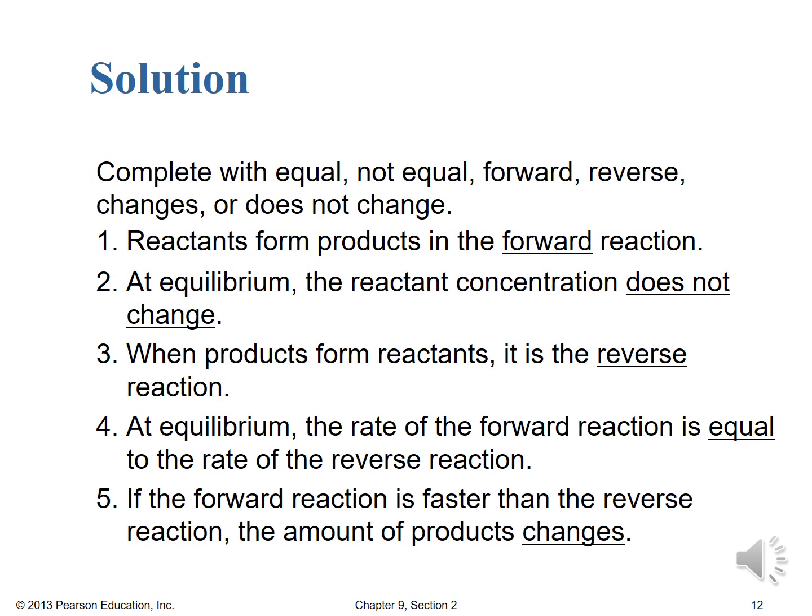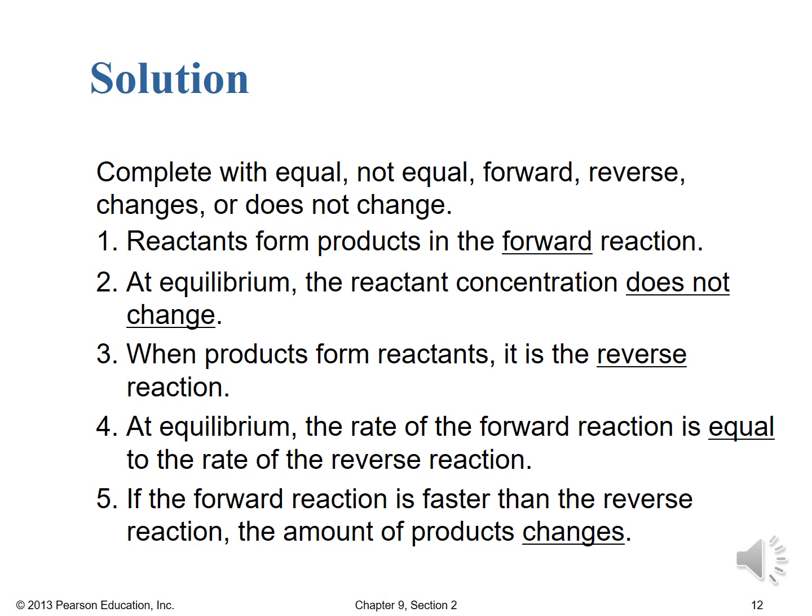Okay, and here we have it. So hopefully you arrived at these same responses. So number 1, reactants form products in the forward reaction, right? That's what we're used to. That's what we've been talking about since we've addressed the idea of chemical reactions a while back. Number 2, at equilibrium, the reactant concentration does not change. We could have easily said the product concentration there as well. So that's what chemical equilibrium is. It's a situation where the concentrations no longer change because the rates of forward and reverse reactions are equal.